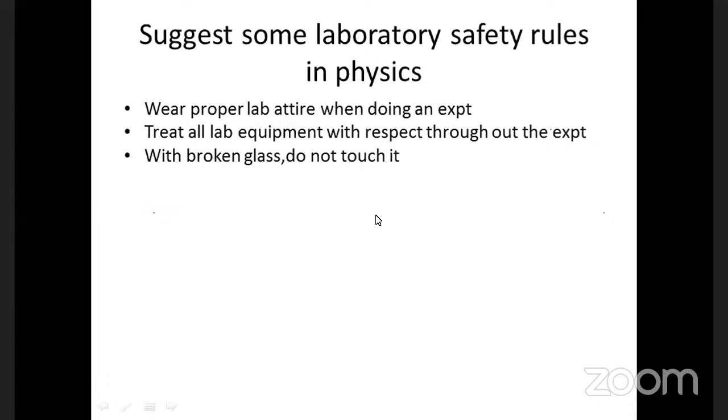Hannah, you read for us the next because your mic is on. With broken glass, do not touch it.